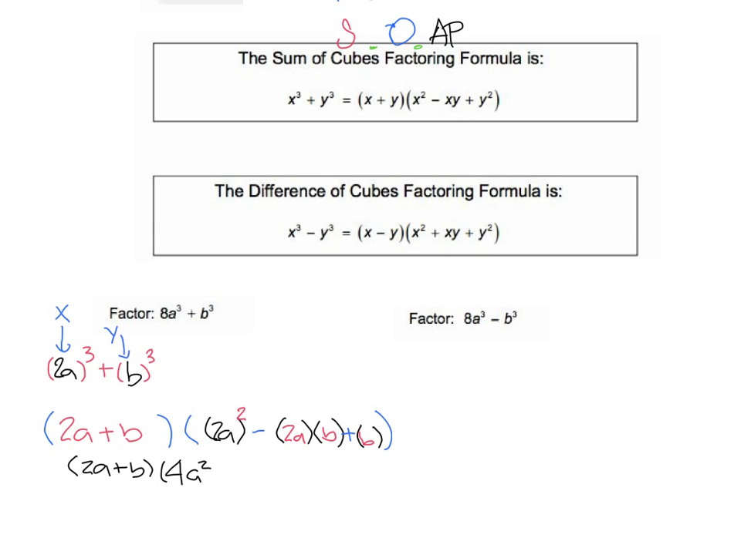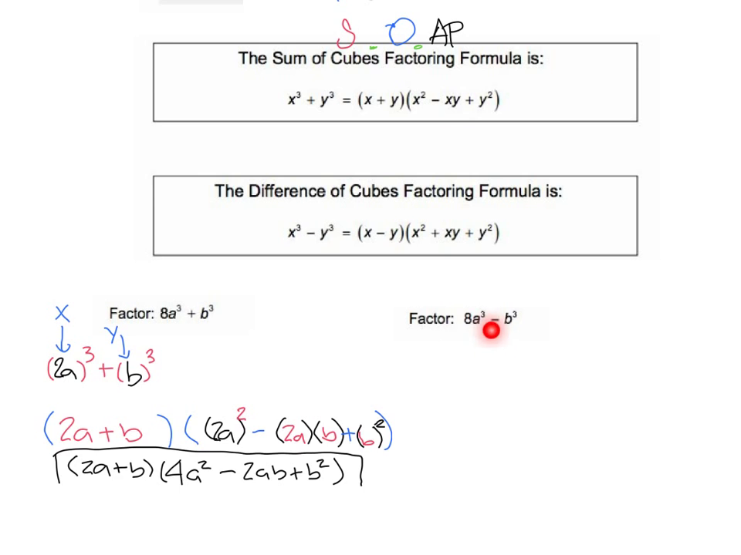And then you have a squared minus, all right, we're going to multiply 2a times b. That gives us 2ab. And then plus, oh, the ending there was supposed to be squared, b squared. So that would be our answer for factoring 8a cubed plus b cubed. And if you're not sure if that's right, you can always, guess what, FOIL here and check.